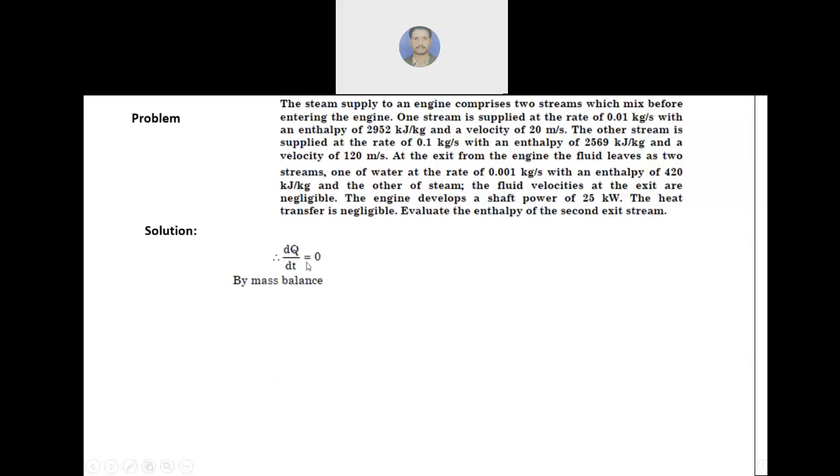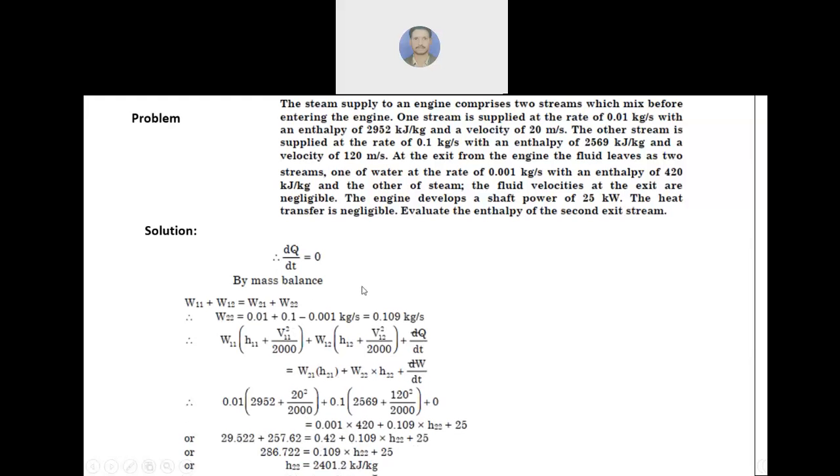Given dQ by dt equals 0, why? Neglect the heat transfer. Now do the mass balance. Two streams are going in, two streams are coming out. So mass balance you have to do. Okay, so the mass balance will be this. W is nothing but small w.